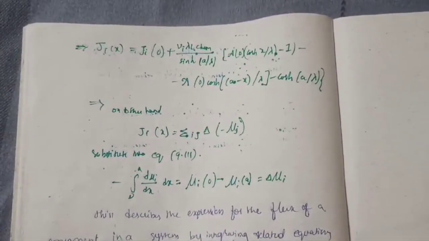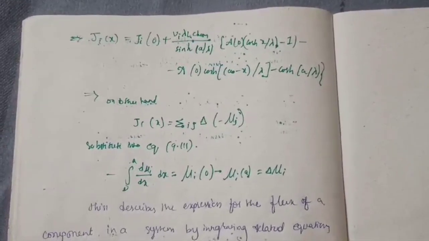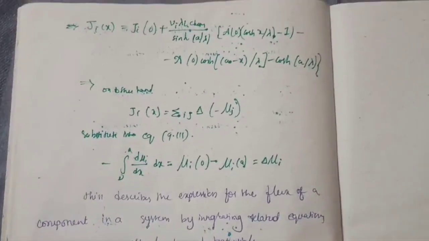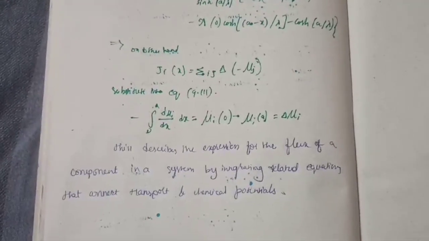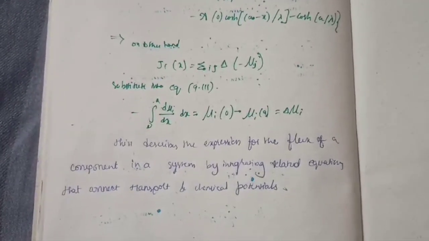This equation describes the expressions for the flux of a component in a system by integrating related equations, like that it cannot transport or it cannot produce chemical potentials.